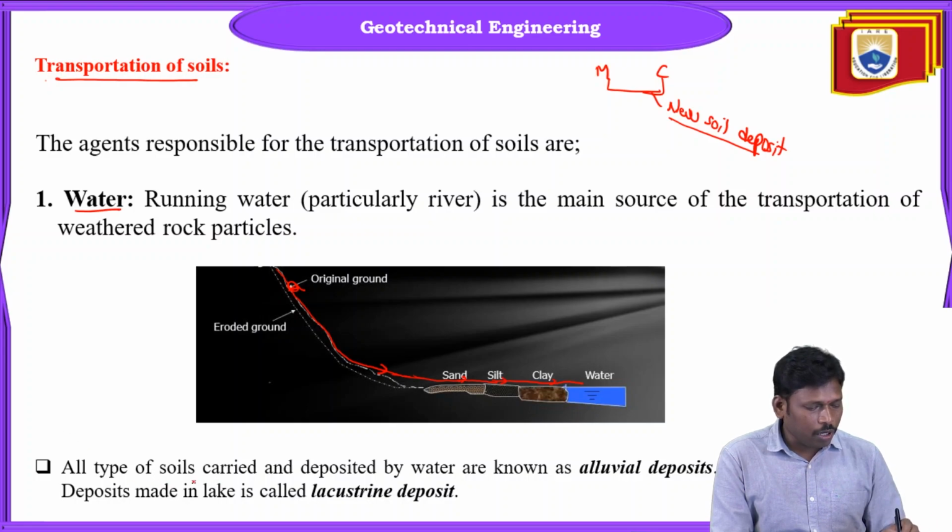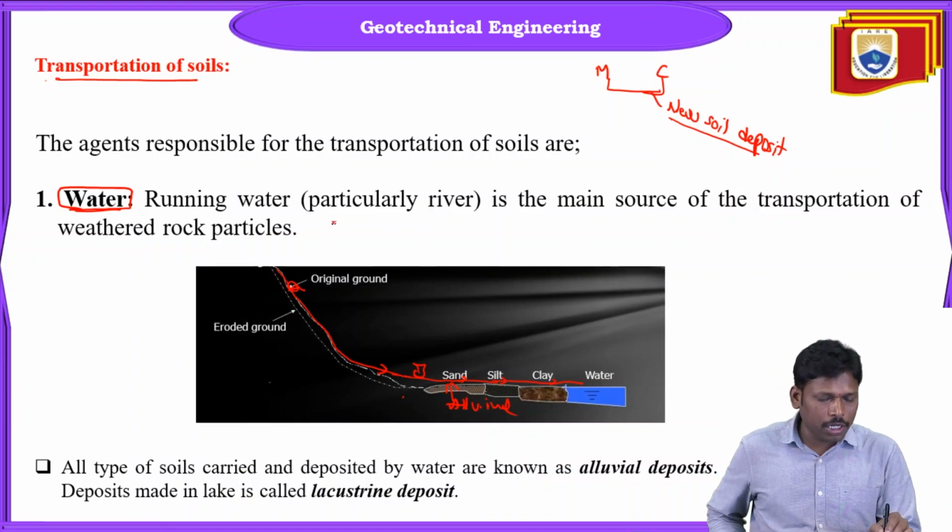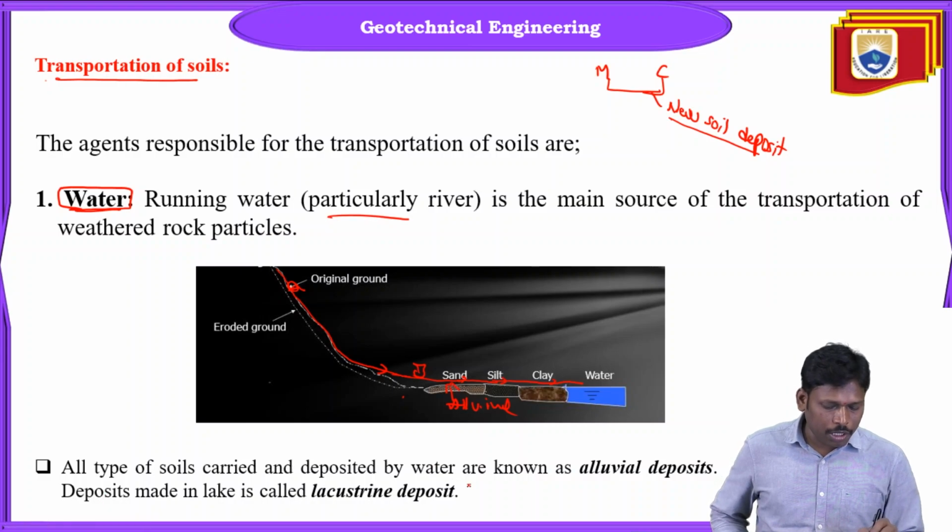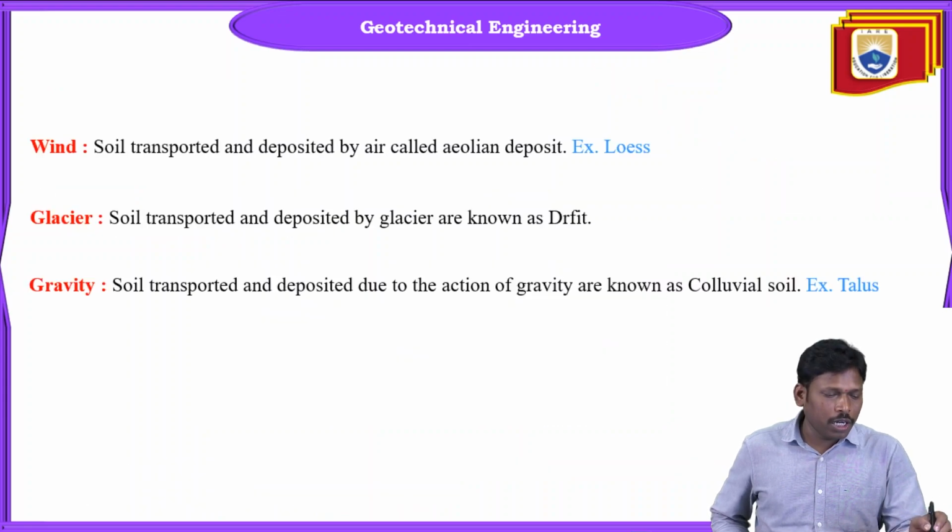So all the types of soil carried and deposited by water are known as alluvial deposit. The transport agent, which one? It is water, and the soil deposit formed due to the transporting agent of water, we call it alluvial. We call it what? Alluvial deposit. The deposit made in a lake, as opposed to river water, we call a lacustrine deposit. We call it what? Lacustrine deposit.